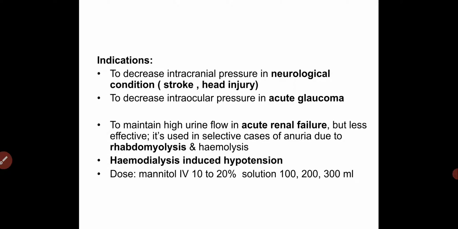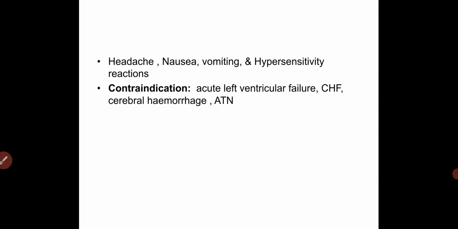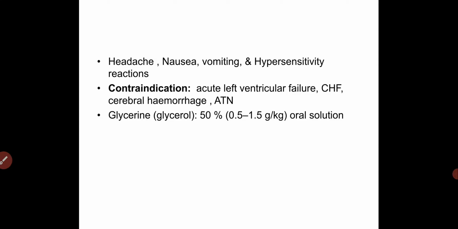Dose: mannitol is useful intravenously, and 10 to 20% is given. Talking about ADRs, there are nausea, headache, vomiting, or sometimes a hypersensitivity reaction with these osmotic diuretics. Talking about contraindications, they are not given if there is heart failure, cerebral hemorrhage, or acute tubular necrosis, so they are not given in these conditions. Glycerin is an orally useful osmotic diuretic, at 0.5 to 1.5 gram per kilogram. It is useful as an oral solution.